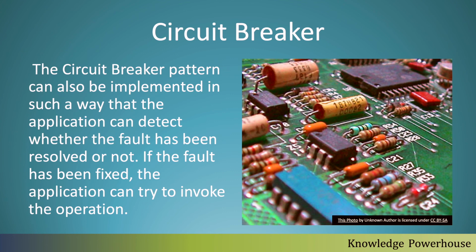We can also implement the circuit breaker in such a way that the application can detect whether the fault has been resolved or not, right? So the first case is that the application detects that there is some issue, so the circuit breaker comes into action and breaks the circuit, and the requests start failing. The second case is that the circuit breaker can come to know that the application has already fixed it, it is up and running, and then we can switch on again. So if the fault has been fixed, the application can try to invoke the operation. So these are advanced ways of implementing a circuit breaker.